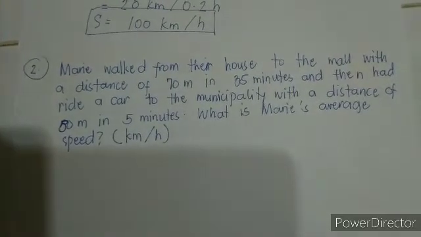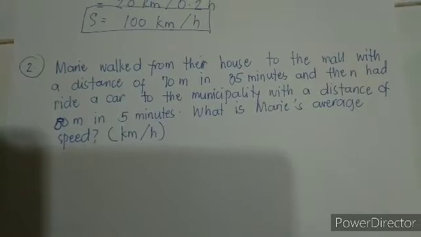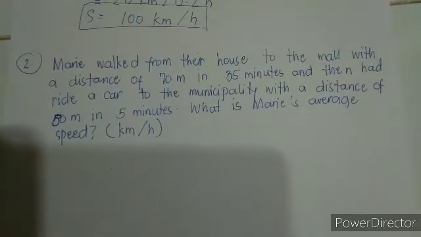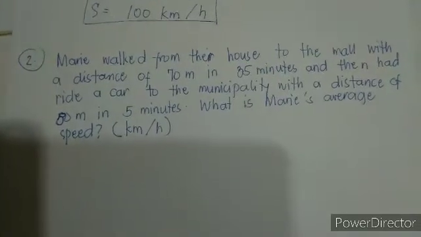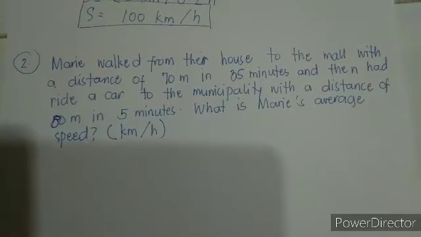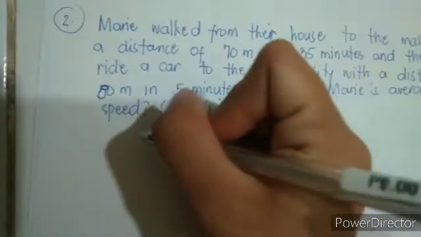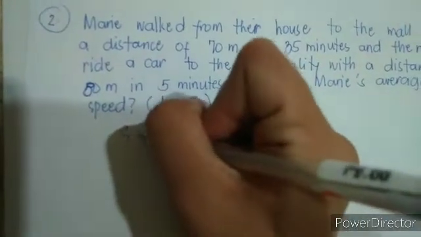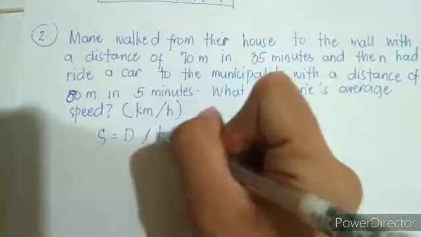Marie walked from their house to the mall with a distance of 70 meters in 35 minutes and then had to ride a car to the municipality with a distance of 80 meters in 5 minutes. What is Marie's average speed? Let's have the formula. S is equal to distance divided by time.